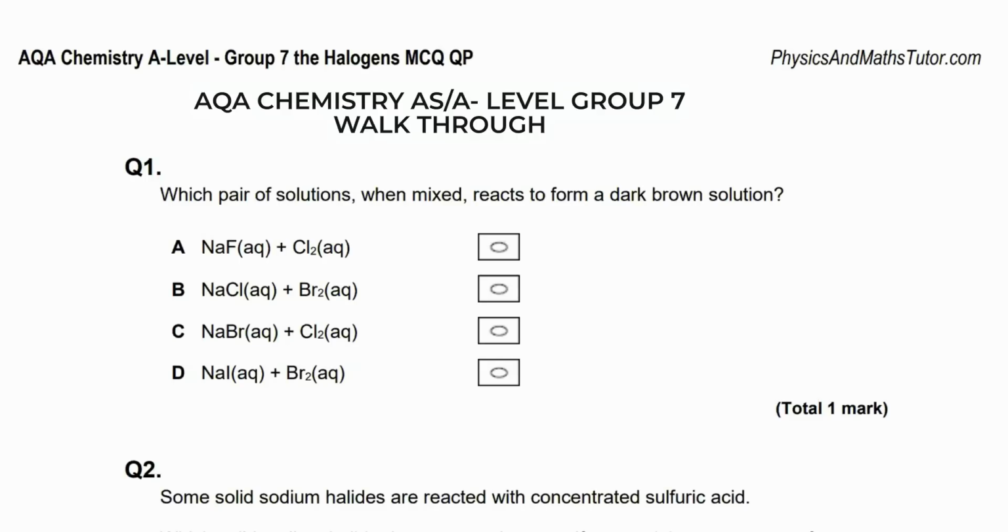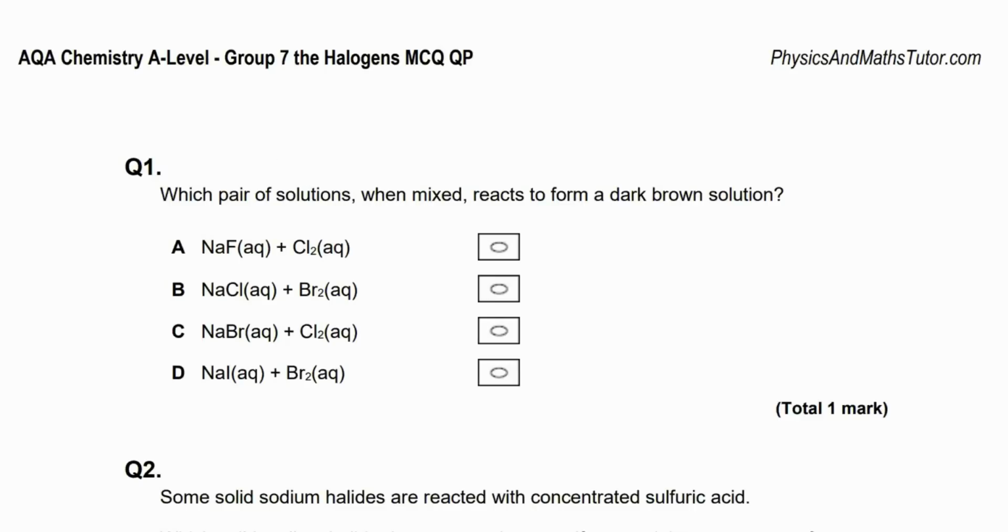We're going through AQA Chemistry A Level, Group 7, the halogens. This is a multiple choice question pack. Make sure you pause the video and have a go.